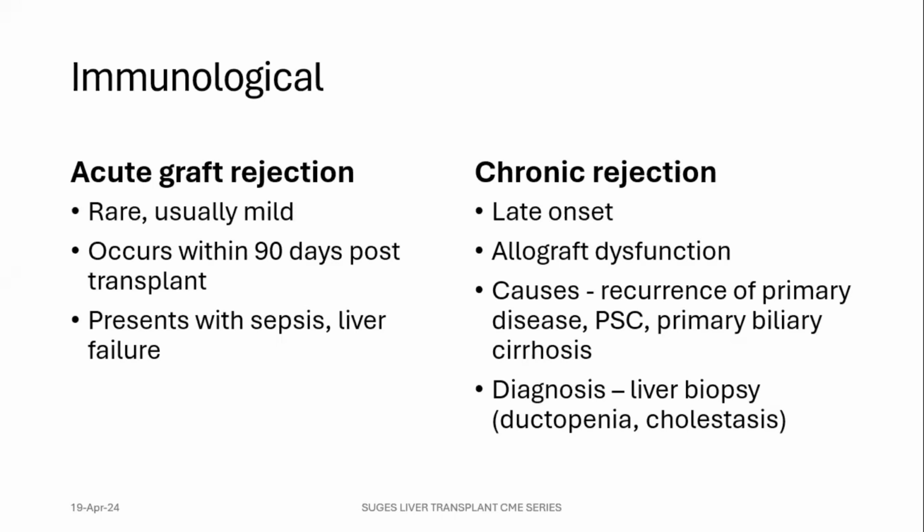Chronic rejection can occur later, and it also results in allograft dysfunction. You may start seeing elevation of the transaminases, the patients get cholestasis, they may get other features of liver failure. And they can occur because of recurrence of the primary disease, or in patients who have primary sclerosing cholangitis, or patients who have primary biliary cirrhosis. The diagnosis, as I earlier talked about, is through liver biopsy, and histologically you will see features of ductopenia and cholestatic jaundice.